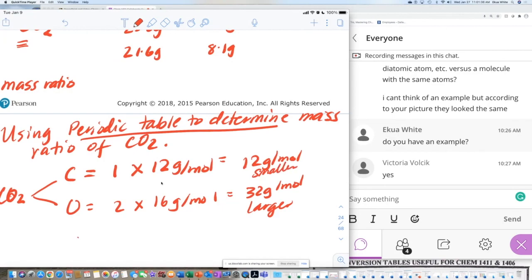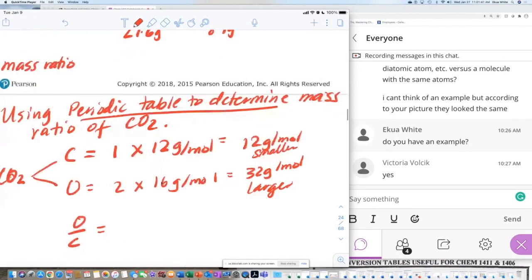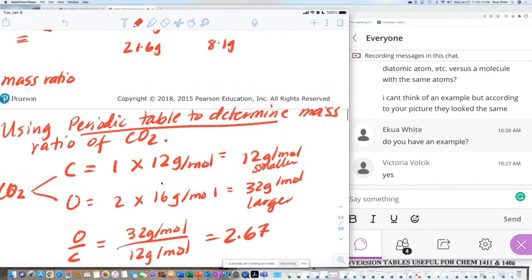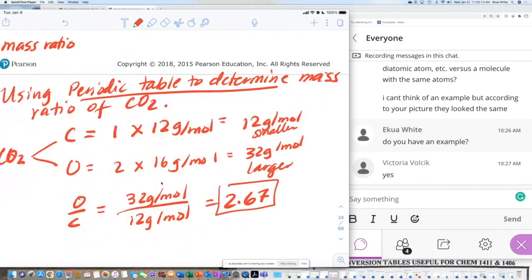Anyway, of the 2, this is larger and this is smaller. So oxygen over carbon is going to be 32 grams per mole over 12 grams per mole. Divide here. 32 divided by 12. What do I have? 2.6666, 2.67. My ratio is 2.67 over 1. So as long as I have 2.67 grams of oxygen per 1 gram of carbon, I have carbon dioxide. So this is the ratio I'm looking for.